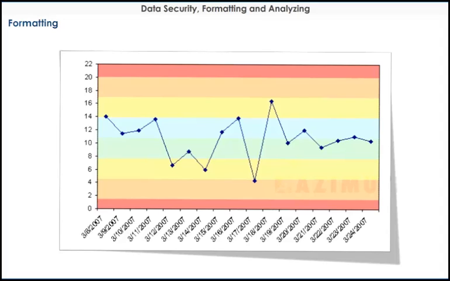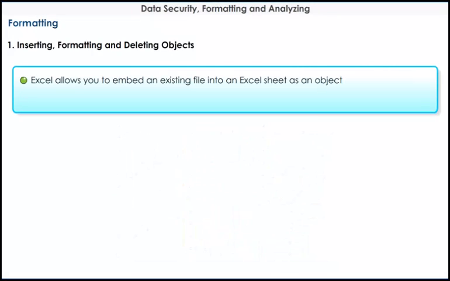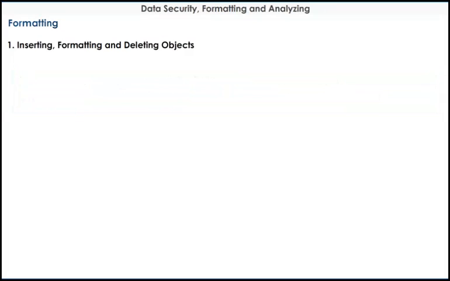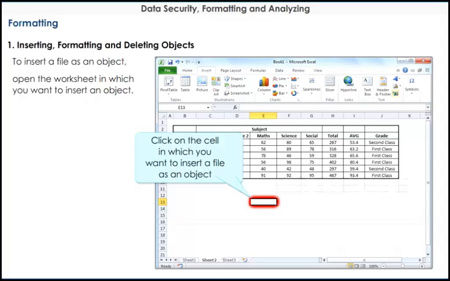Formatting. Let us move on to the next topic, which is the formatting techniques in a worksheet: inserting, formatting, and deleting objects. Excel allows you to embed an existing file into an Excel sheet as an object. You can also create a new file through Excel and embed it into your worksheet. To insert a file as an object, open the worksheet in which you want to insert an object. Click on the cell in which you want to insert a file as an object.